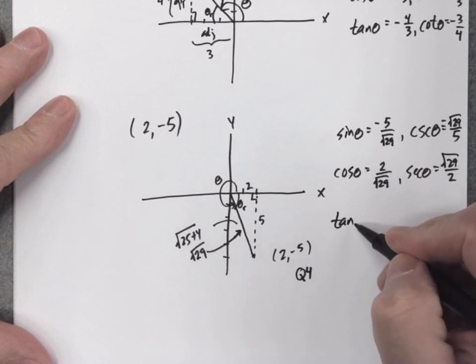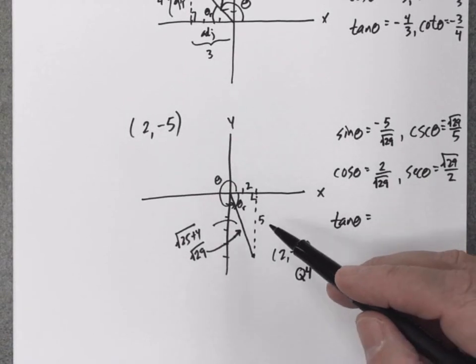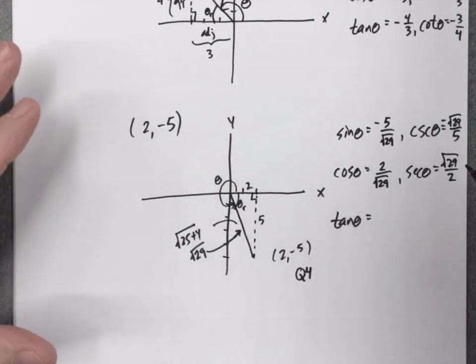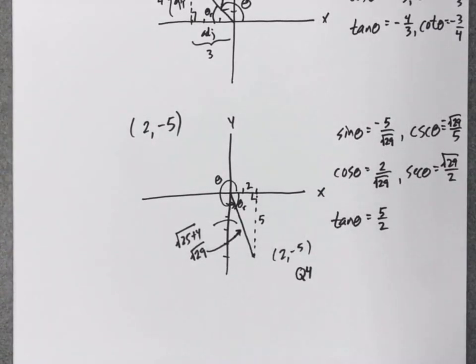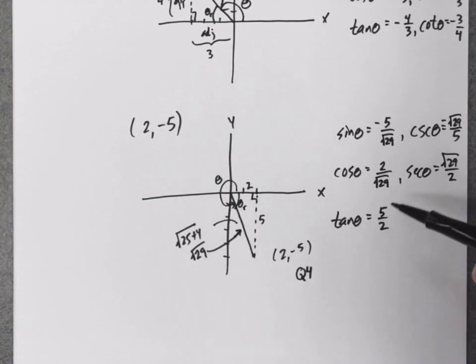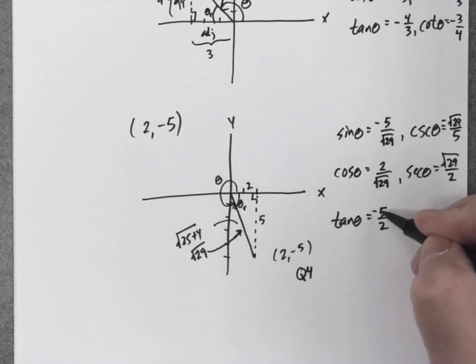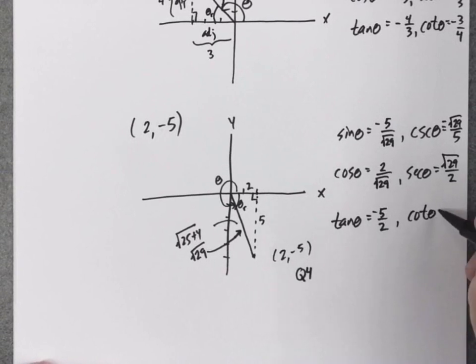And then finally, tangent, so-called TOA, opposite over adjacent. Now in quadrant 4, is the tangent a positive or negative number? If you compare sine and cosine, since sine's negative and cosine's positive, the tangent is going to be negative, and therefore the cotangent is the reciprocal, and it's also going to be negative.